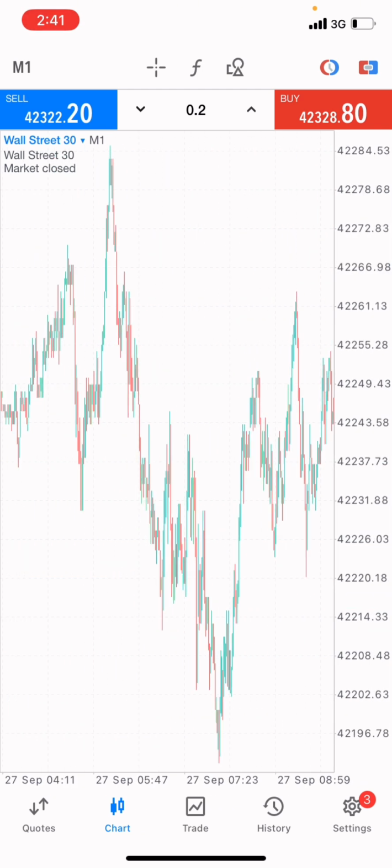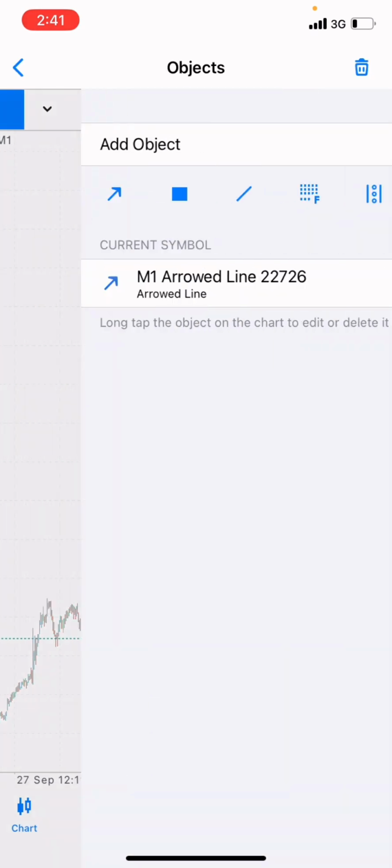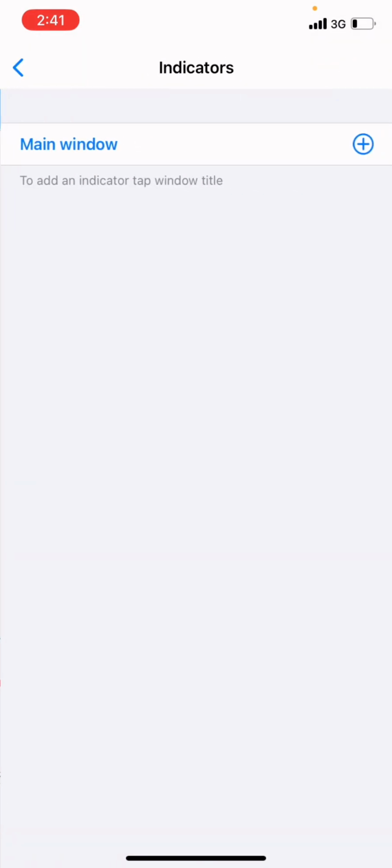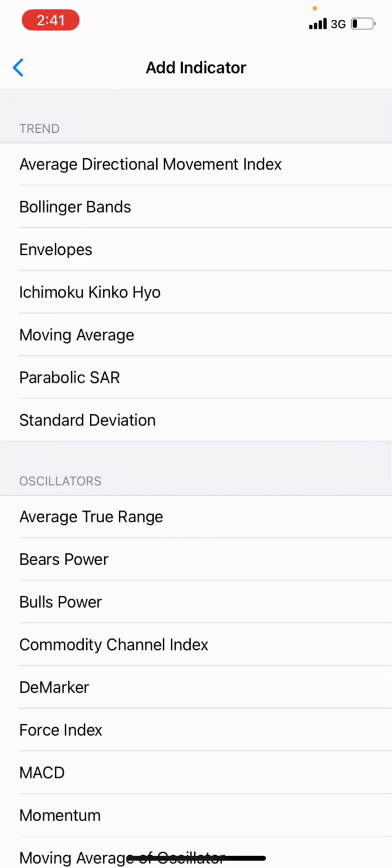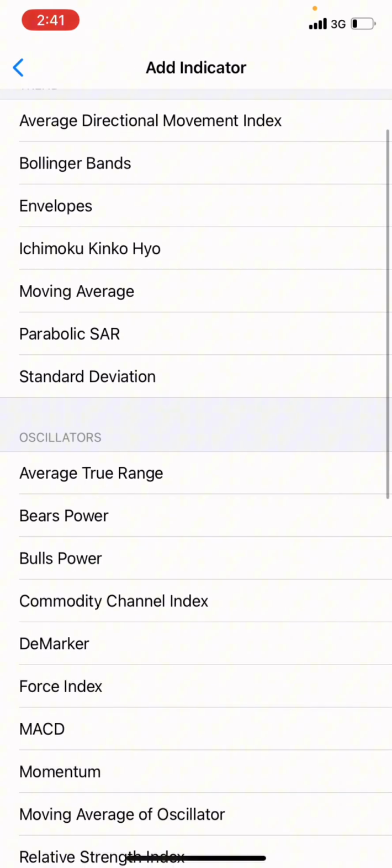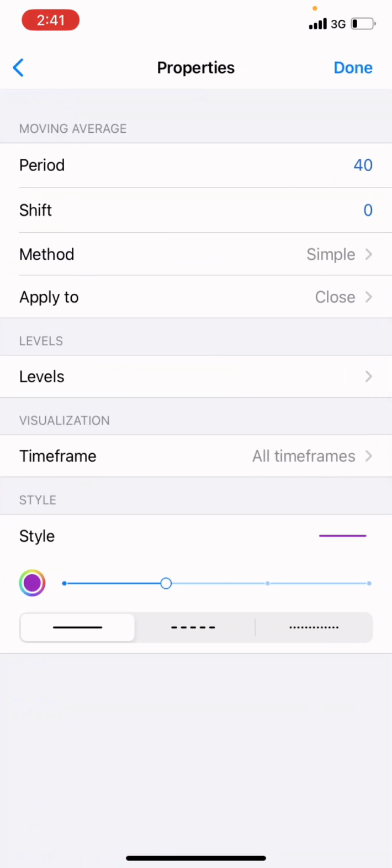And I like using three indicators to trade this market, which is the RSI, the MACD, and the moving average. All right, now I'm going to explain to you guys how you can use these three indicators combined and be able to make profit on this US30 market. So what we're going to do first here is to put in the moving average.